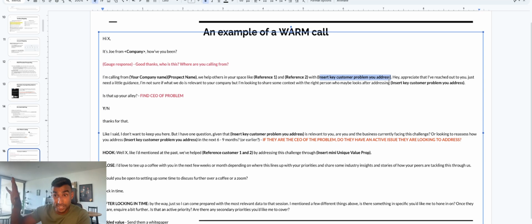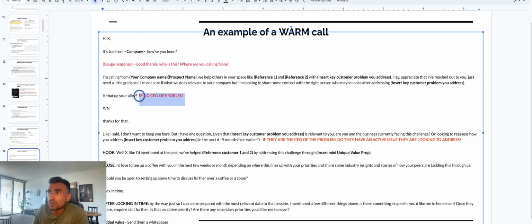If it is, great, let's catch up later. If not, that's totally fine. But I'm just curious, is that at all relevant to you? Other ways to ask that is mention the problem statement and just say, hey, look, just give me a little bit of guidance. Is that up your alley? Is that something that you take ownership for?